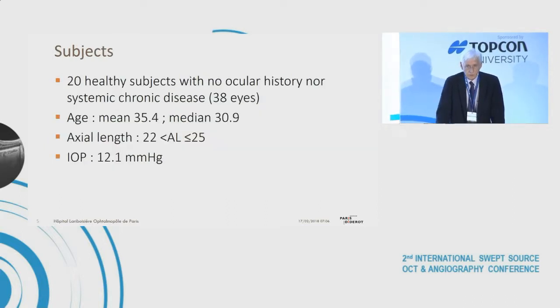We examined 20 healthy subjects with no ocular history nor systemic chronic disease, 38 eyes in these 20 healthy subjects with normal fundus. The mean age was 35, and the axial length was between 22 and less than 25 millimeters.